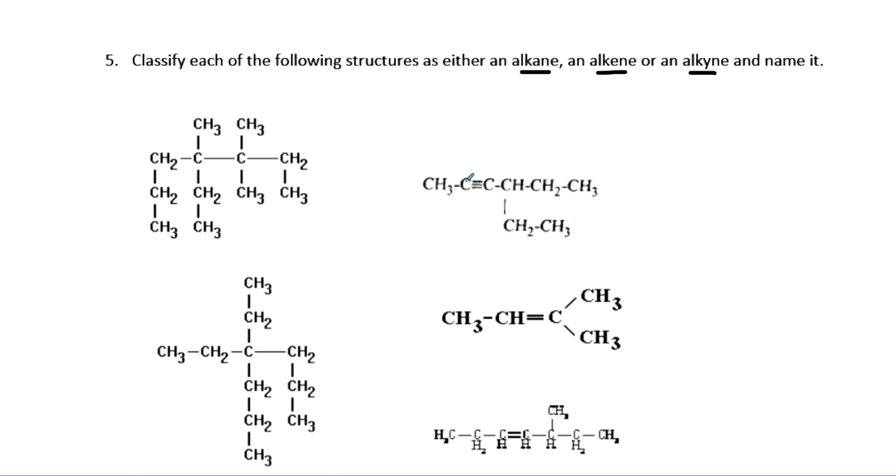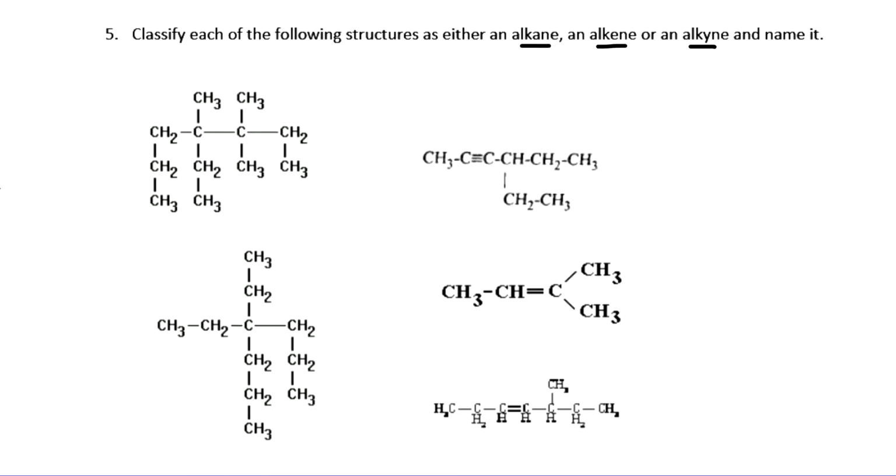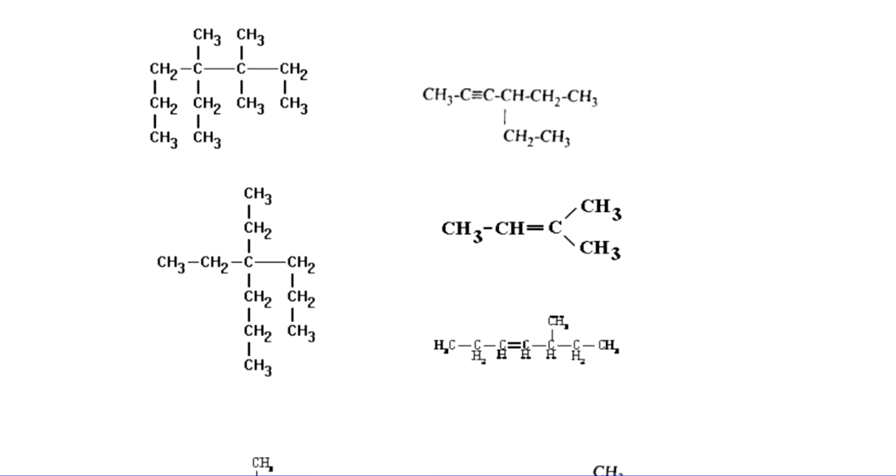Remember, with alkenes and alkynes, you want to make sure your longest chain of carbons includes that double or triple bond, and you want to start your numbering at the end closest to that double or triple bond. For alkanes, there's no need to do that because it's all single bonds, so you start your numbering at the end closest to the first attachment.